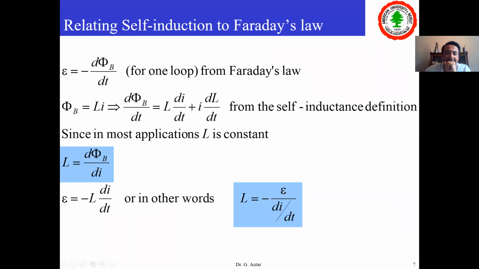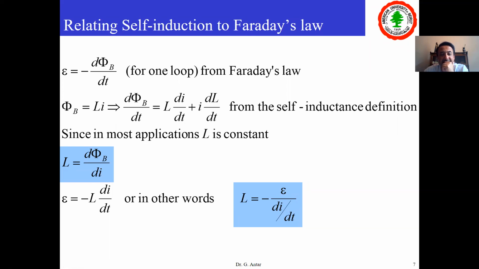Now, this is a bit tricky. If I say that my phi B is equal to L multiplied by I, with N equal to 1, L is equal to phi B divided by I, so phi B is equal to L multiplied by I. According to Faraday's law, E is equal to minus d phi B over dt. I'm sure that you all remember that. Consequently, d phi B over dt, since it's L multiplied by I, is L di over dt plus I dL over dt. Since L is constant, my d phi B over dt is going to be equal to L di over dt.